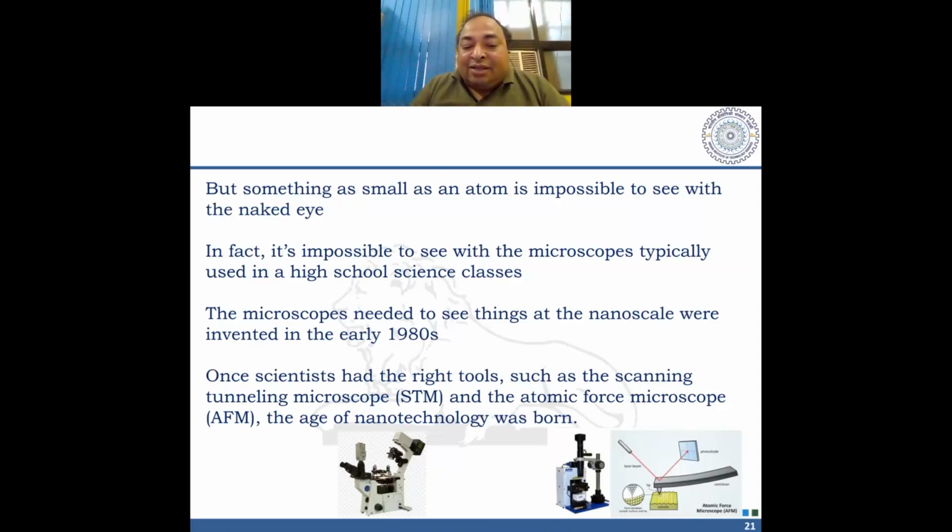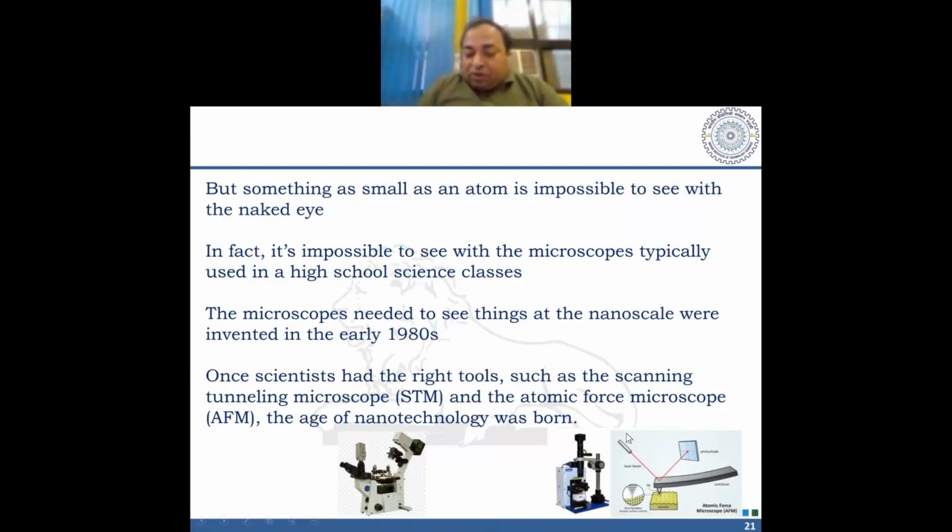Once scientists had the right tools, such as I talked about, the scanning tunneling microscope or STM and the atomic force microscope AFM, the age of nanotechnology was born. So this is the scanning tunneling microscope, which is an electron microscope. There is a tunnel, a continuous scanning happens, and it ultimately creates a high resolution 3D picture.